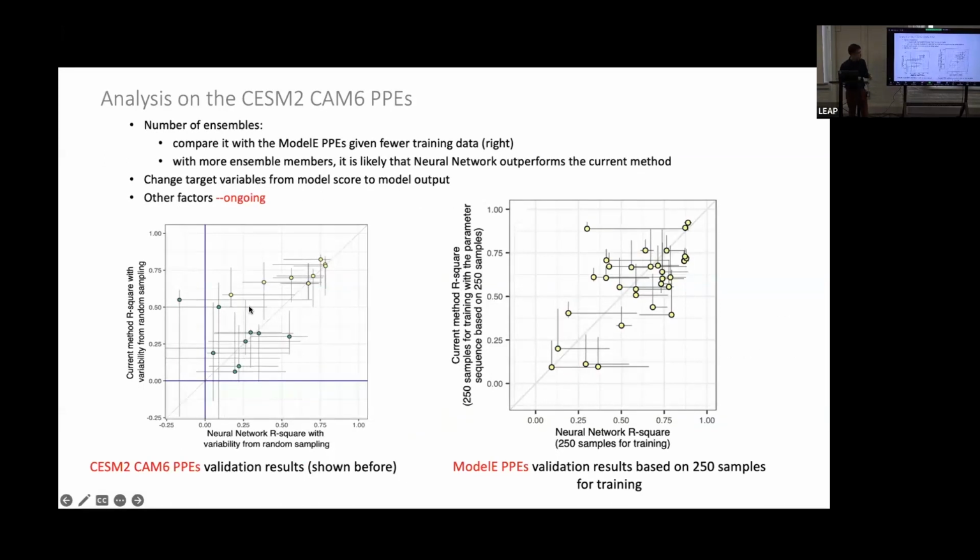The figure on the left you've seen before, that's the CAM PPE results. So we have the model E PPEs with more ensembles. We say, let's train the data with 250 points, and here is the result. When given fewer training data, you see the performance of our method is very comparable to the neural network. And interestingly, some of the performance is actually more robust, you see less variability using our method. Again, this is because with fewer samples, the neural network may only try to memorize it, so it overfits a lot and does not predict the pattern.